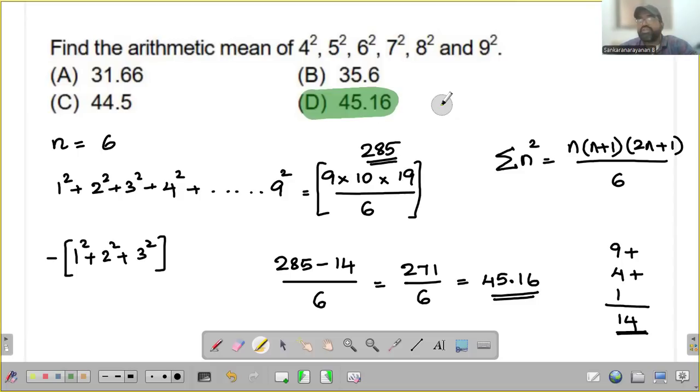Okay, so make a note of this. Here the answer will be coming as 45.16. Let's go ahead with the next question.